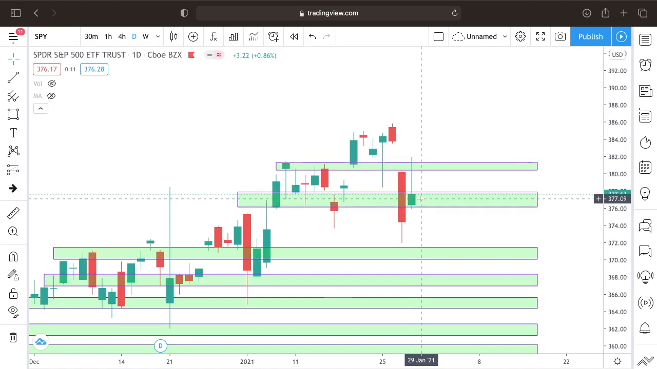Take note, this is by no means a 100% guarantee that prices are likely to reverse back up in the future. What I'm saying is that prices have a higher probability of moving back up in the coming trading sessions.